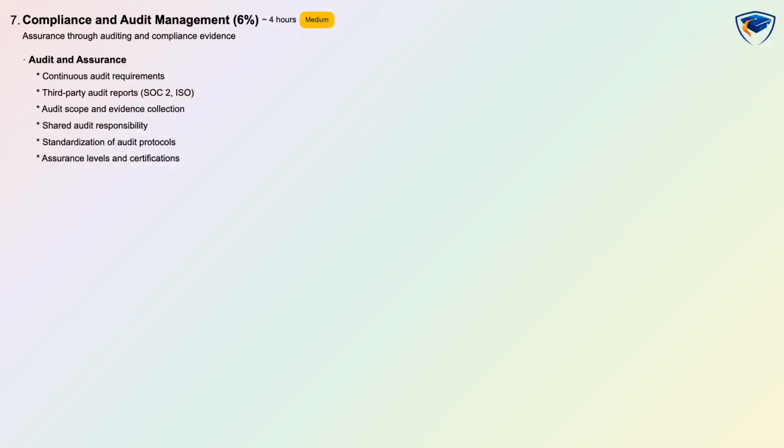Compliance and Audit Management is 6%, medium difficulty, estimated at 4 hours, and assessed conceptually and with scenarios. Learn continuous audit requirements, third-party audit reports like SOC 2 and ISO, audit scope and evidence collection, and how shared audit responsibility works in the cloud. The domain also covers standardization of audit protocols and assurance levels and certifications.